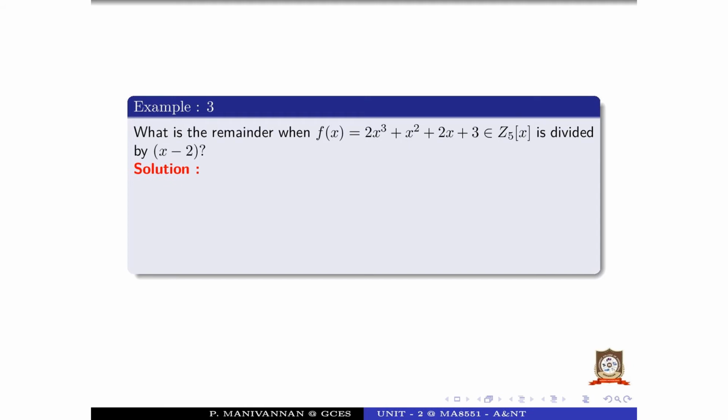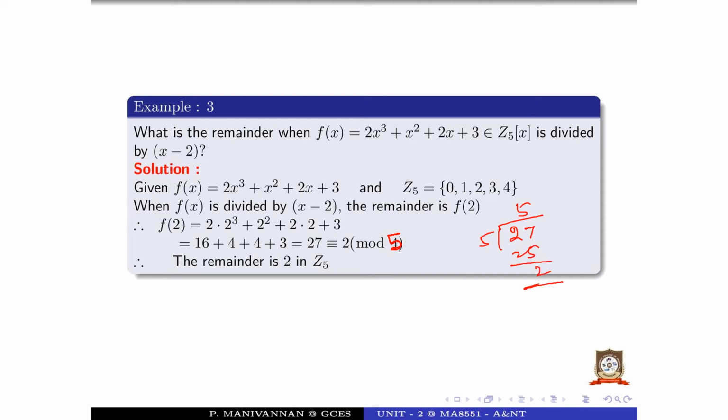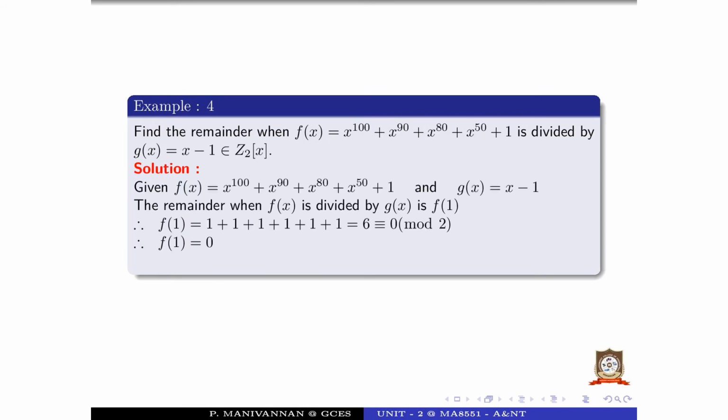Similarly, divide this polynomial by x minus 2. The value is 27 under mod 5. Under mod 5, the remainder is 2. Therefore, the remainder is 2. 27 divided by 5: 5 times 5 is 25, the remainder is 2. Put here only the remainder. Similarly, for this problem, the remainder is 0.